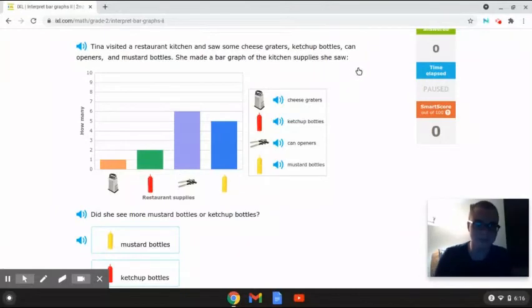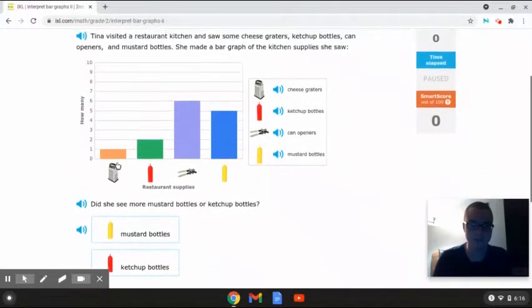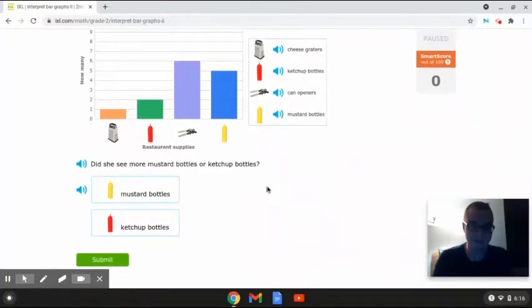Alright, so this next problem reads, Tina visited a restaurant kitchen and saw some cheese graters, ketchup bottles, can openers, and mustard bottles. She made a bar graph of the kitchen supplies she saw. Alright, so this bar graph right here is showing the different kitchen supplies that Tina saw in the restaurant. So we have cheese graters, ketchup bottles, can openers, and mustard bottles. And this question right here is asking, did she see more mustard bottles or ketchup bottles?